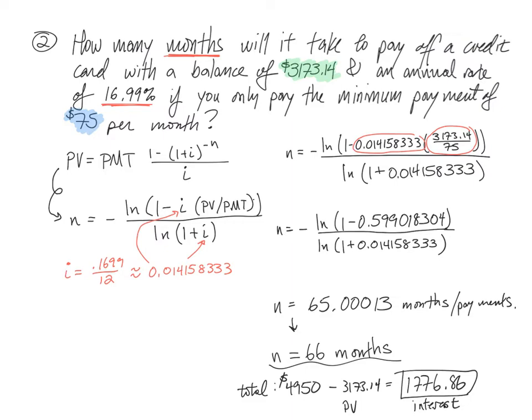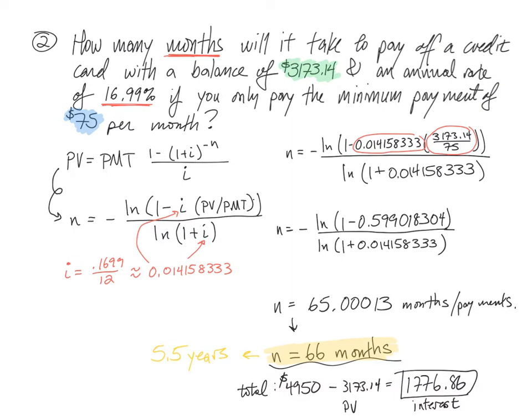One other thing I can point out is that you could be asked at some point in the future to convert this over to years. And if you were going to do that, you would just divide this amount by 12. And luckily, you'd get something nice this time around. It would be 5.5 years.